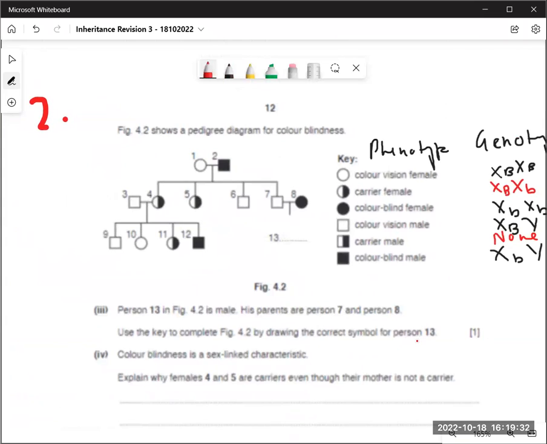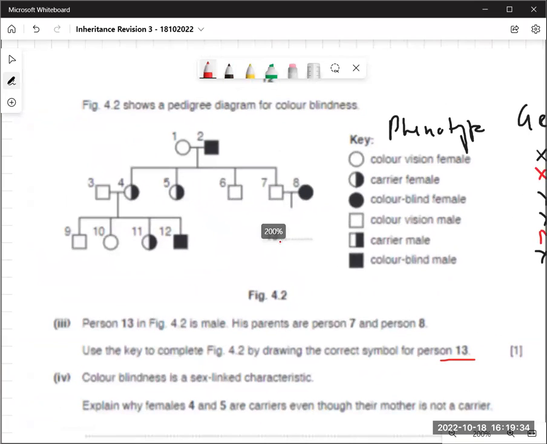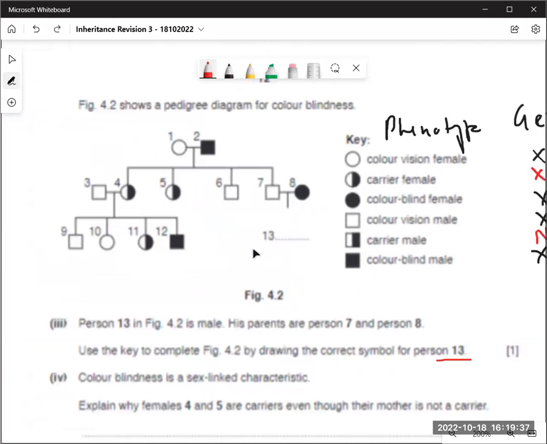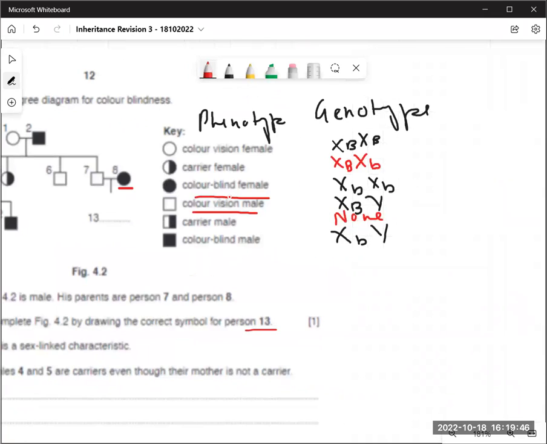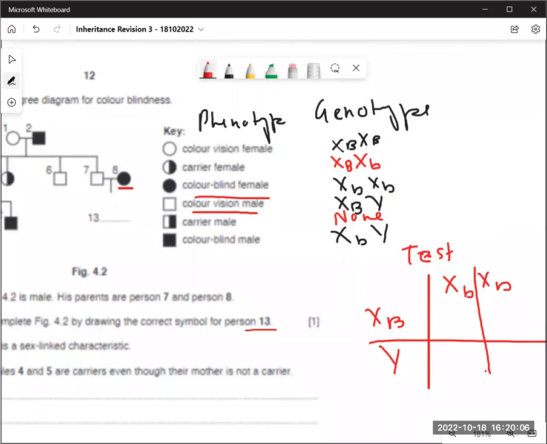Now they're asking us, tell us the correct symbol for 13. Okay, person 13. Since these symbols are given here, you have a colorblind female and a color vision male. What are the genotypes of both of these? So colorblind female, the genotype is, Diana, tell me. X small b, X small b. And the other one is X capital B and Y.